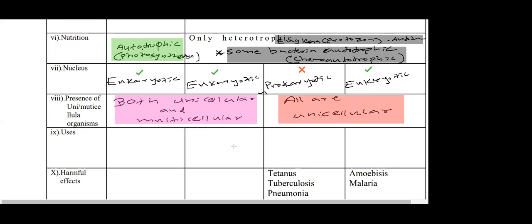The next one, uses. What are the uses of algae? They are the producers in the aquatic environment. The main producers, primary producers in the aquatic environment. Who produce food? Algae, in the aquatic environment, and release oxygen by photosynthesis, release O2.